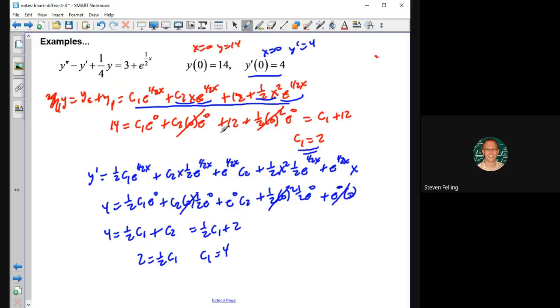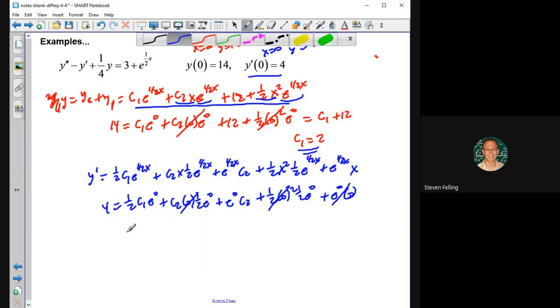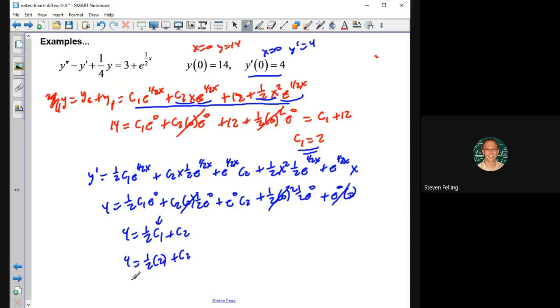Oh, I plugged it in wrong. Yep, sorry. Let me back up. So at this stage, I have 4 equals 1/2 c1, times 1, plus 1 times c2. This c1 is actually 2 and goes in for this one. So we have 4 equals 1/2 times 2 plus c2, which is 4 equals 1 plus c2. So c2 has to equal 3.